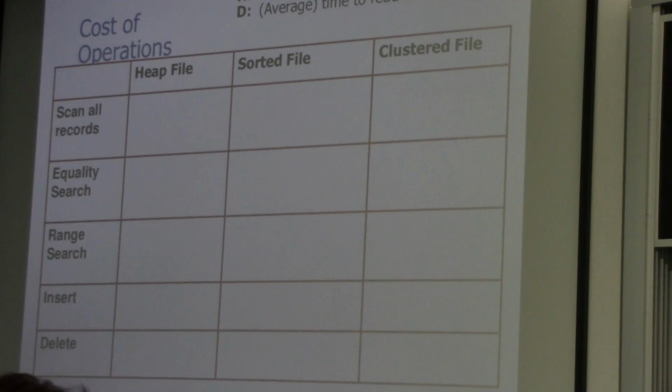What is the cost for equality search? Yes. I think it's going to be something like log. Because it's sorted. Log of base what? Base 2, base 10, base 100? Base 2. Over what? B. Can someone argue to me why? Because you can use binary search.